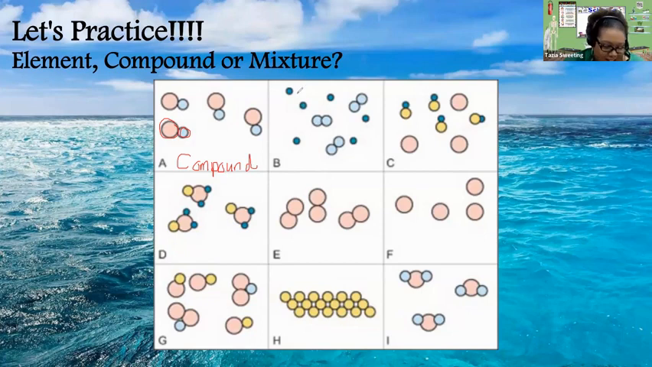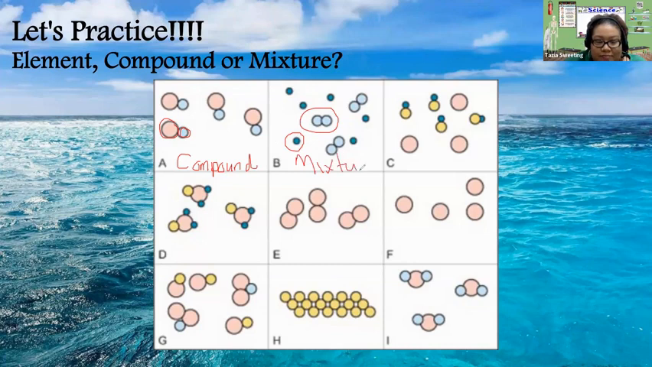Excellent. We can see here that we have our one element represented by the little blue-green color. Then we have another element represented by the light blue. We have two of the same atoms joined, so that is still an element. The light blue and the darker blue are not chemically joined, so they are physically in the same container. This physical combination of two or more different substances is a mixture.